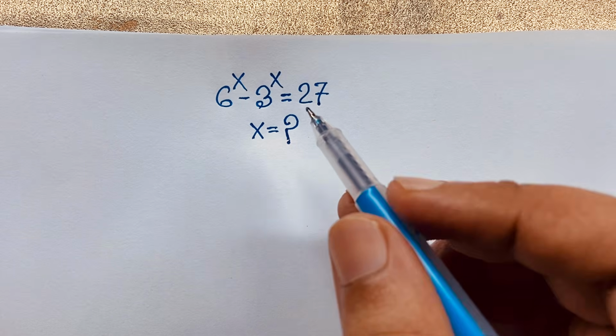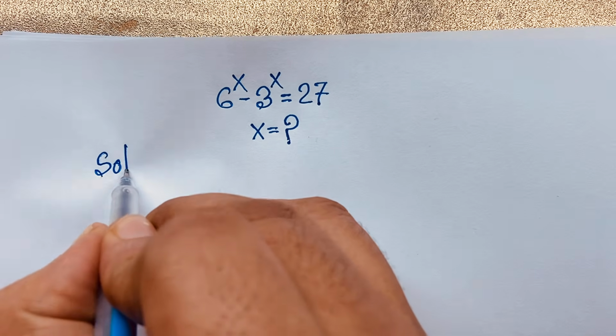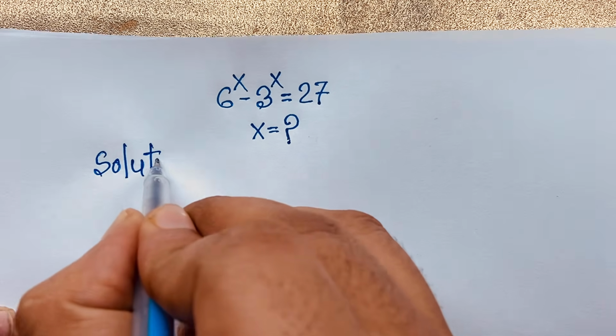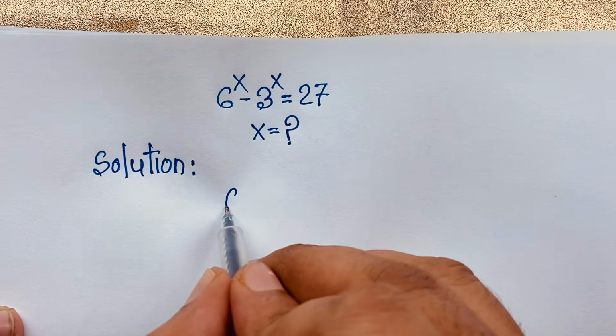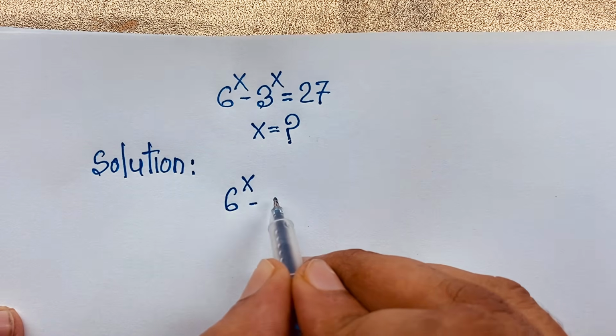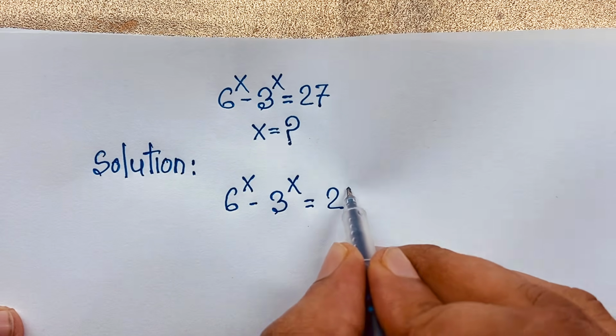But how to solve this interesting math problem? I solve this question with an easy method. This is our math solution. Our question is 6 to the power x minus 3 to the power x is equal to 27. This is our question.